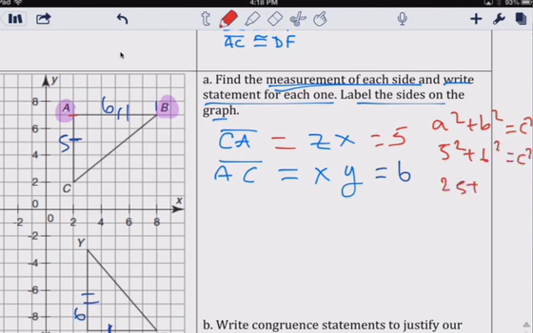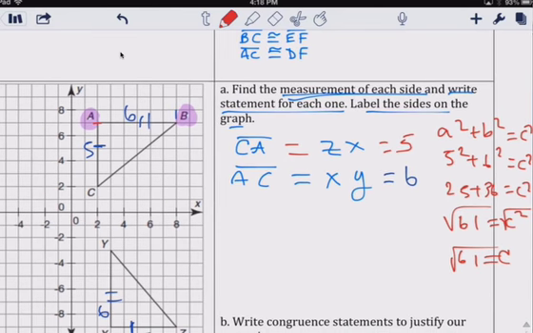25 plus 36 equals c squared. That is 61 equals c squared. Find the square root. C is the square root of 61. So this is the square root of 61 and this is the square root of 61. So these are the same, the third tallies.